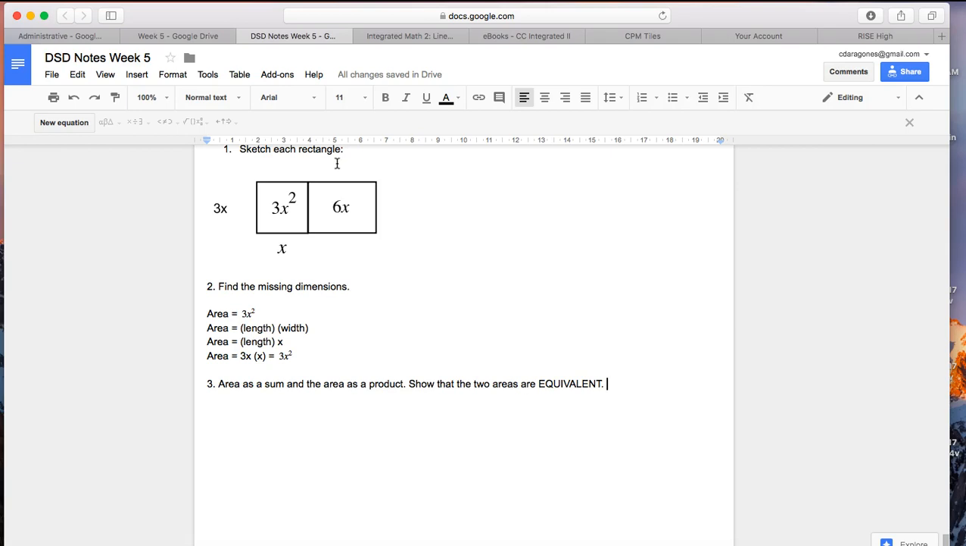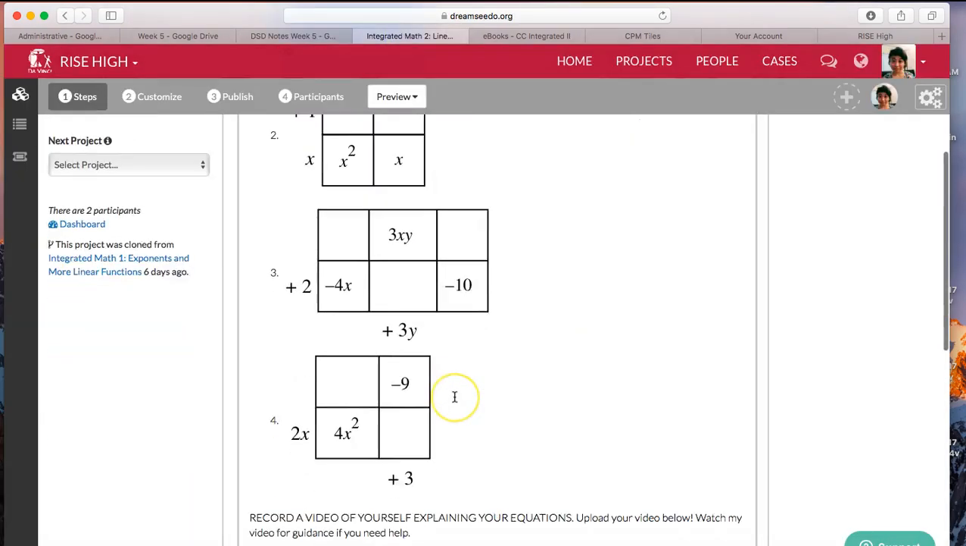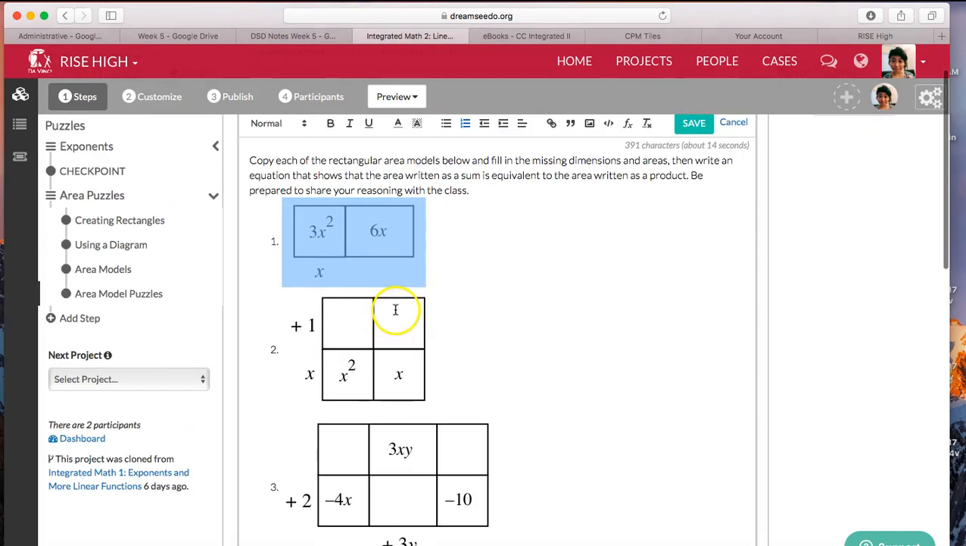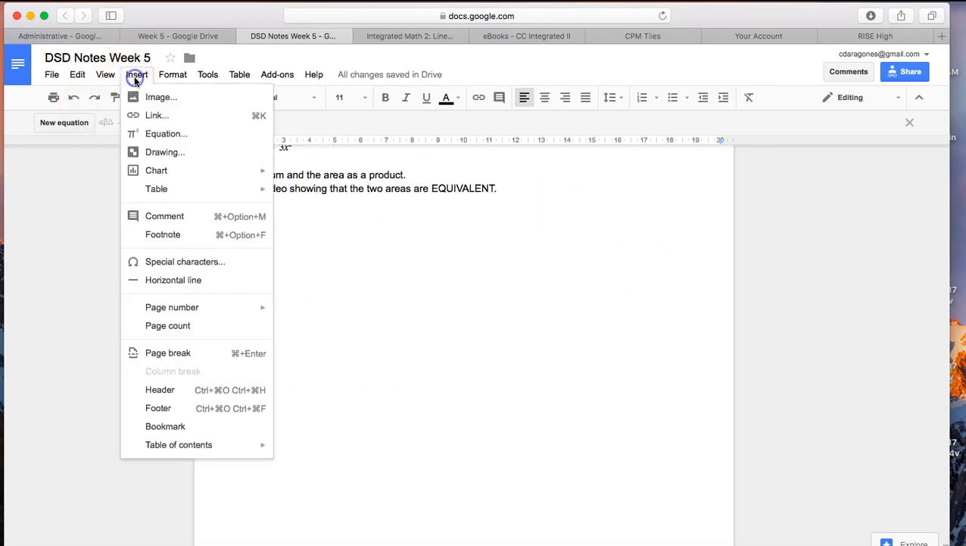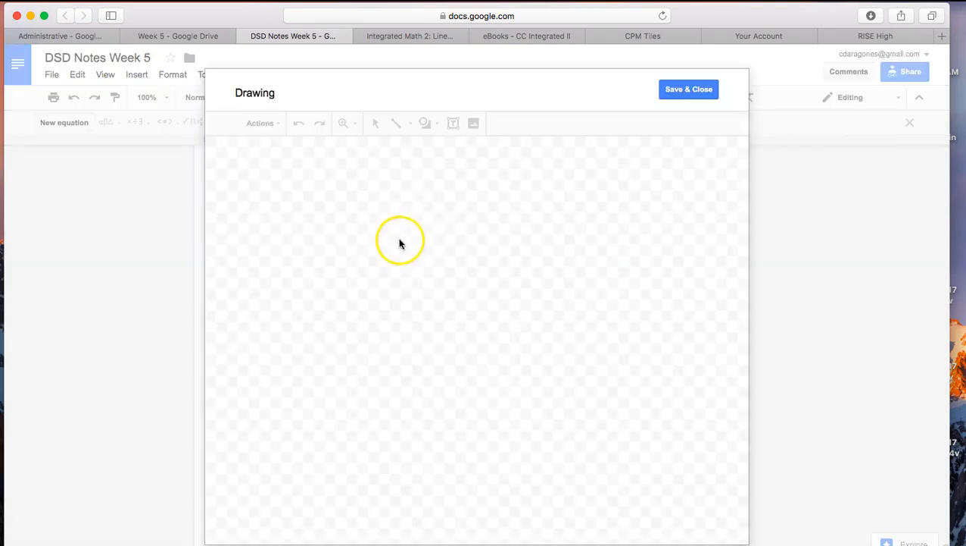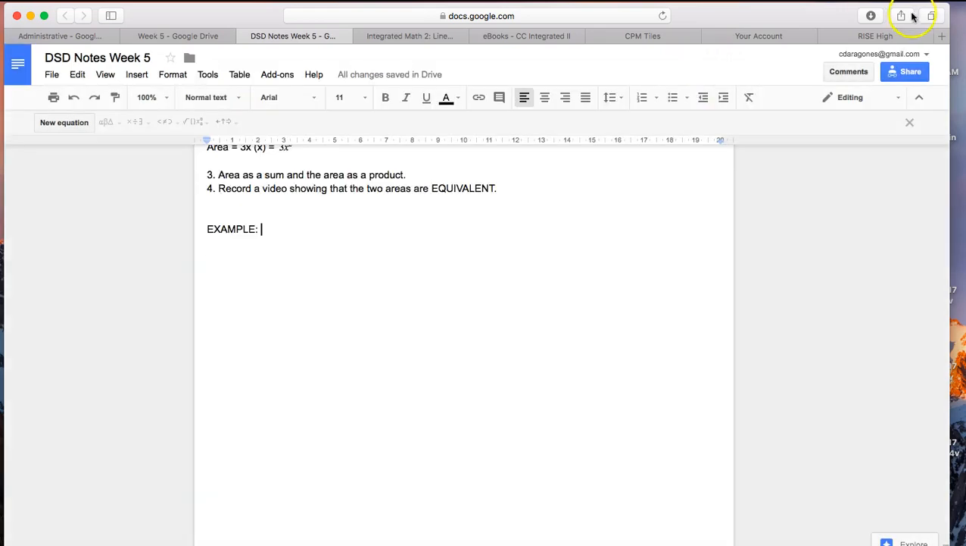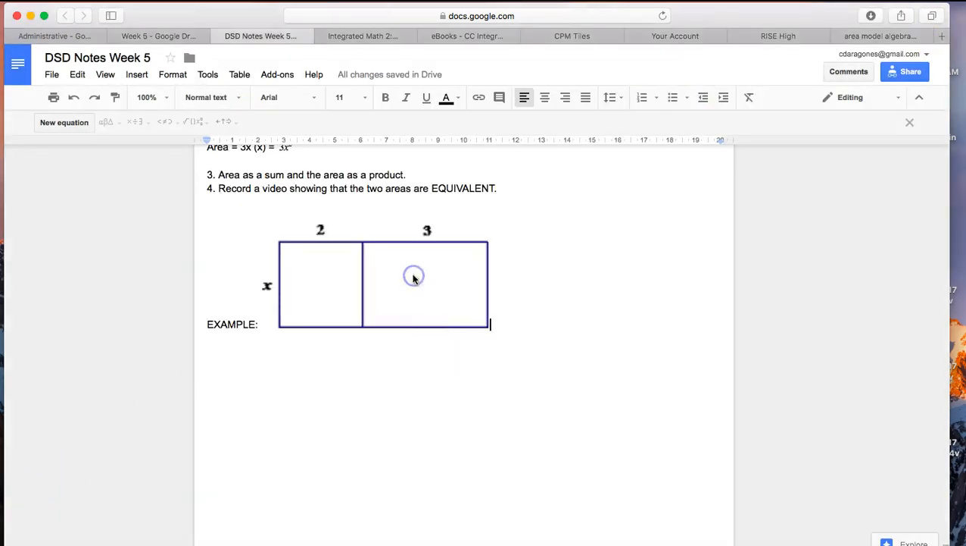So I'm going to do an example. None of these rectangles, because you are the ones who have to work on it, but I will give you an example of this process. And then record a video showing that. Okay, so let me do an example for you. So let's say I take a rectangular area model. So let's say I have an area model that looks like this. So I'm given the base and the length and the width of this rectangle.